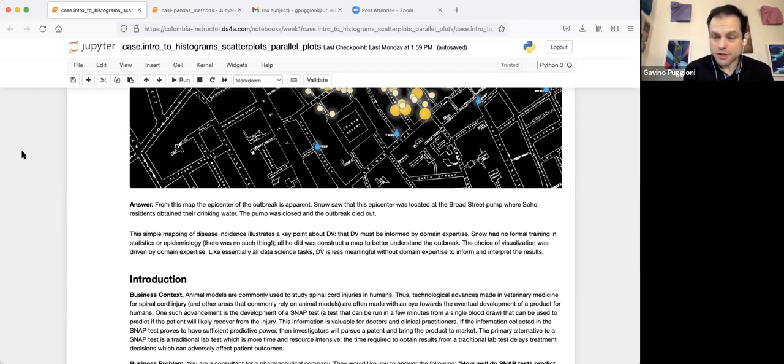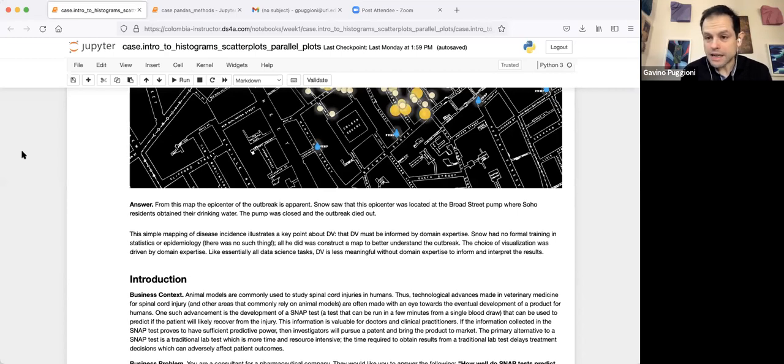If the information that we have from this test has enough predictive power, then the scientists try to market this product and to actually sell it so it can be used on a large scale.